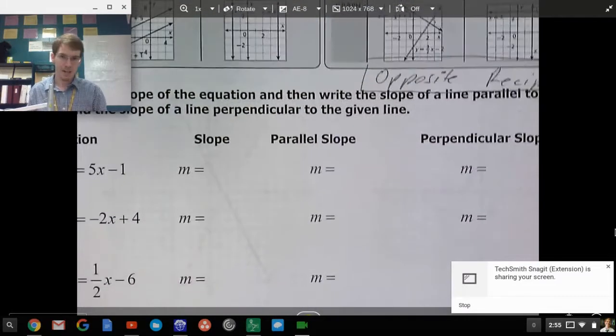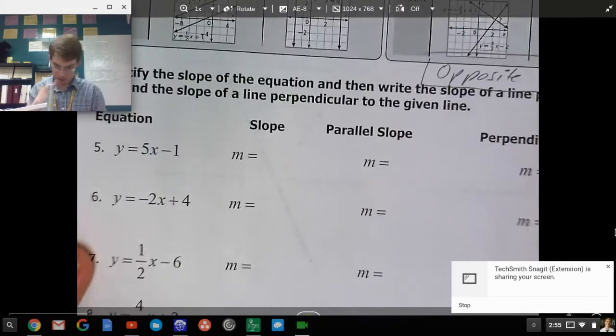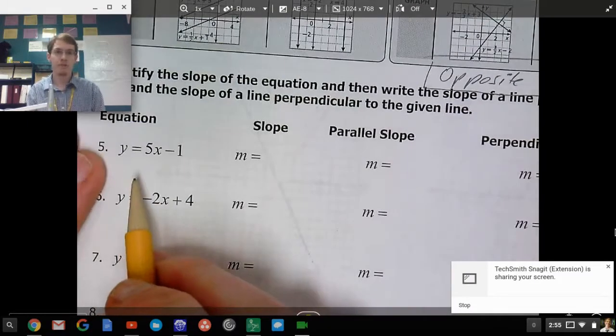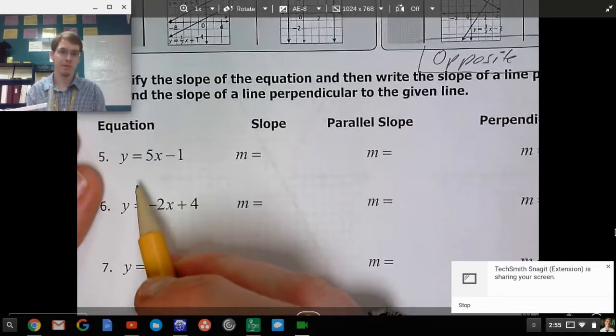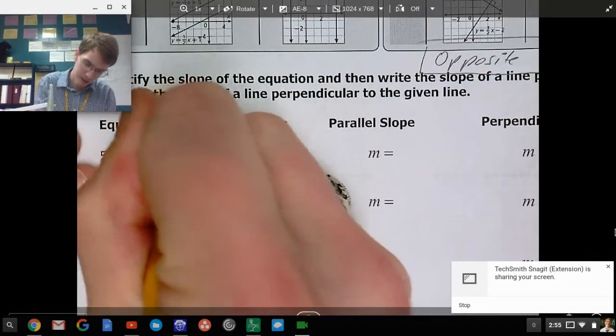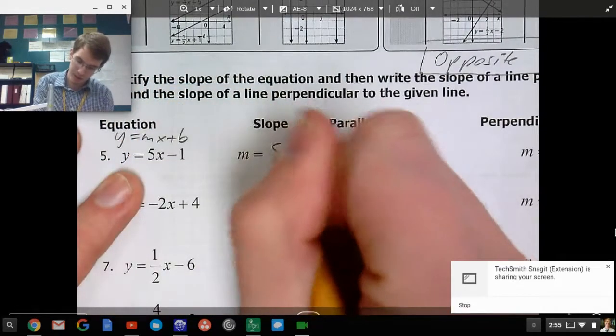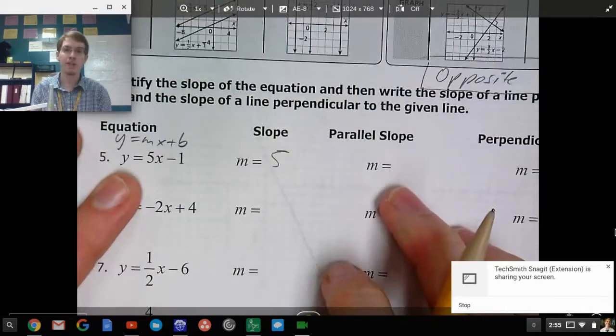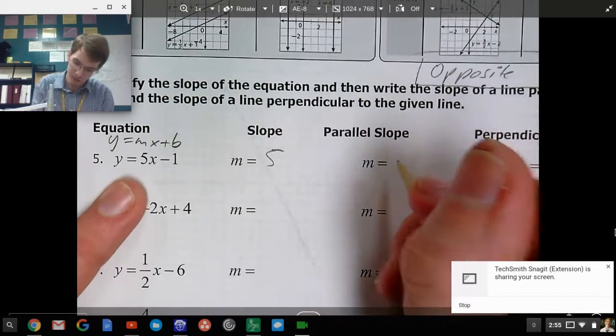Okay, so our task is the next several of these. Really straightforward. First, find the slope. What's the slope of number 5? It's 5, just staring at you. y equals mx plus b. If it's in that form, we already know. So the slope is 5. The parallel slope is the same slope, so it's just 5.